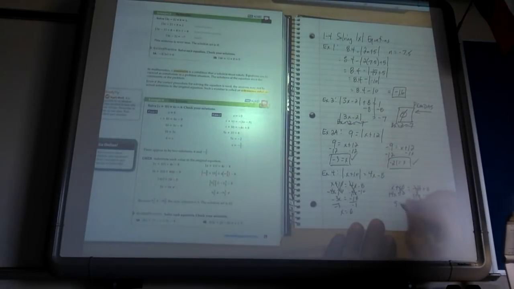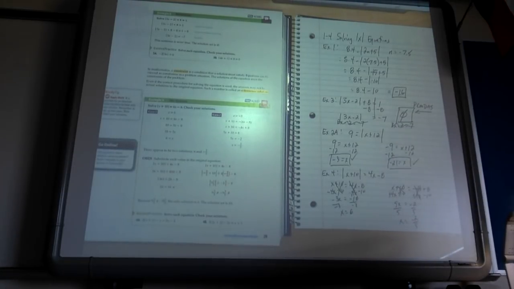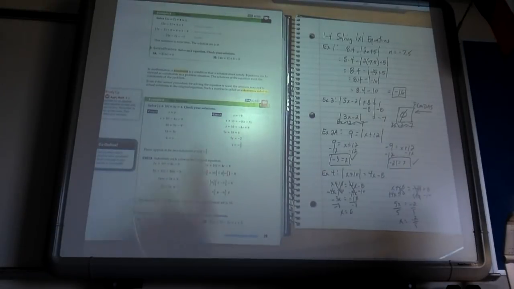Now do the math. x plus 4x is 5x. Positive 8 and negative 10 makes negative 2. When I divide by 5, I get that x equals negative 2/5. They're like, oh, we get two answers. That's great. But now we got to check them. They told us in the instructions, check your solution.